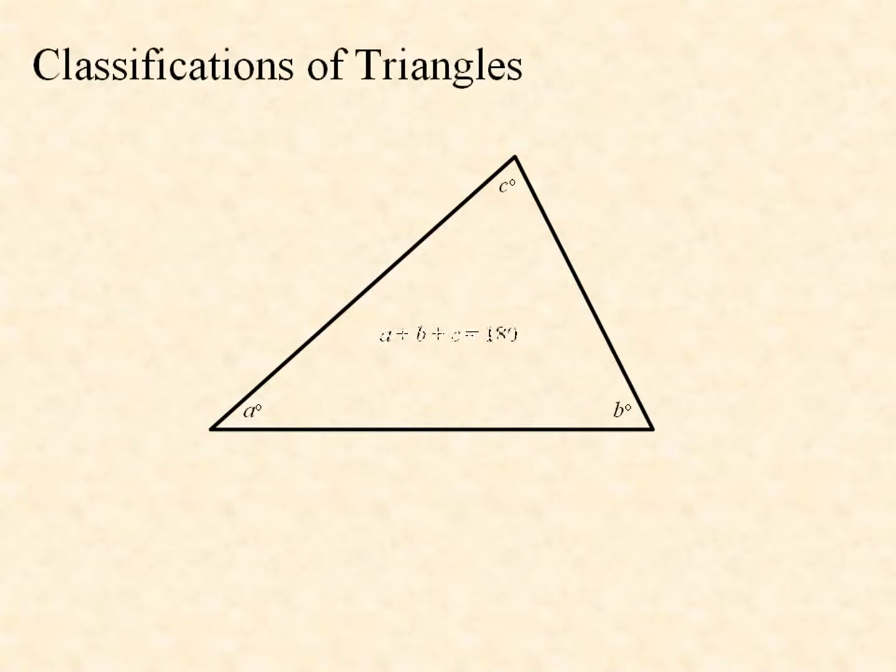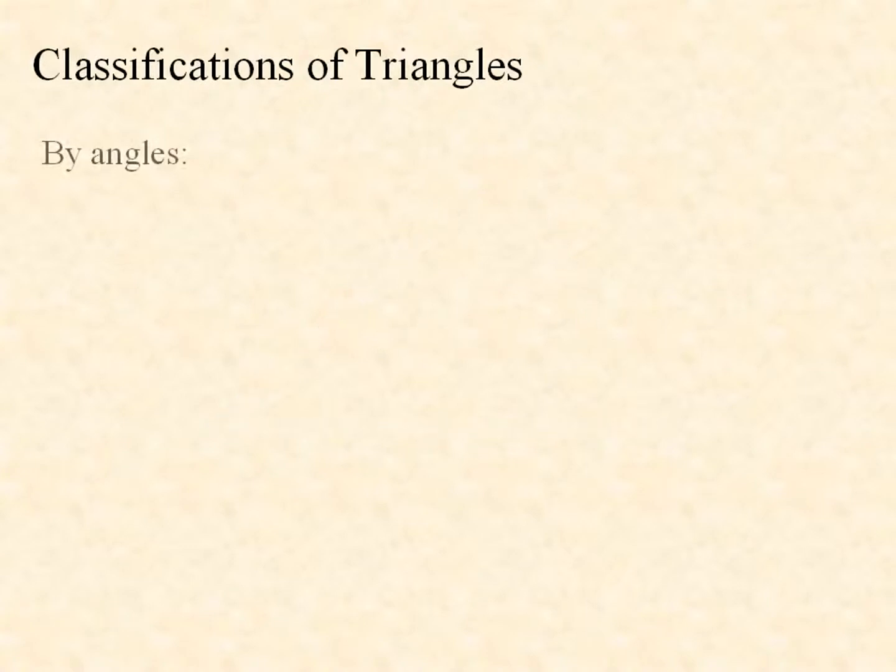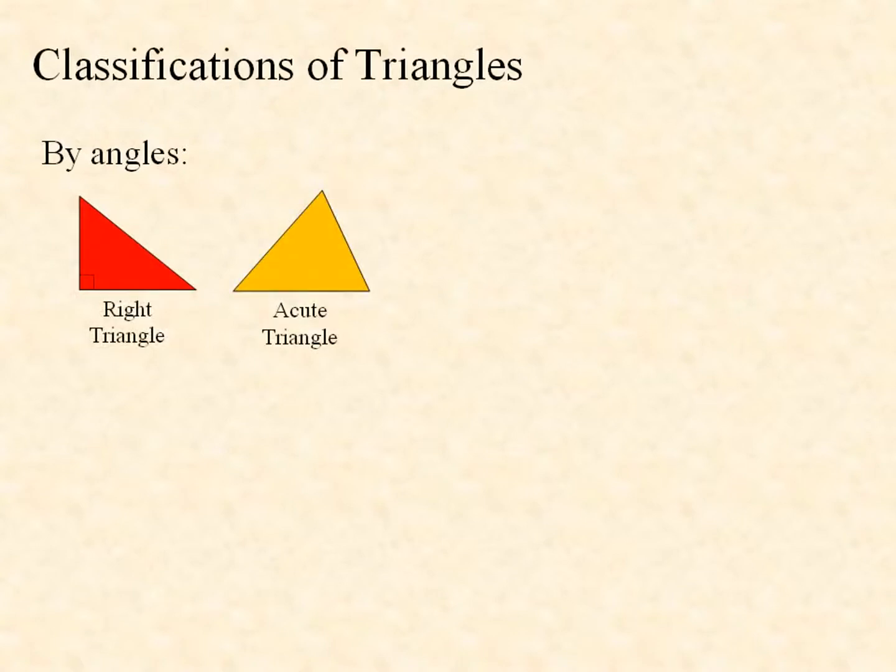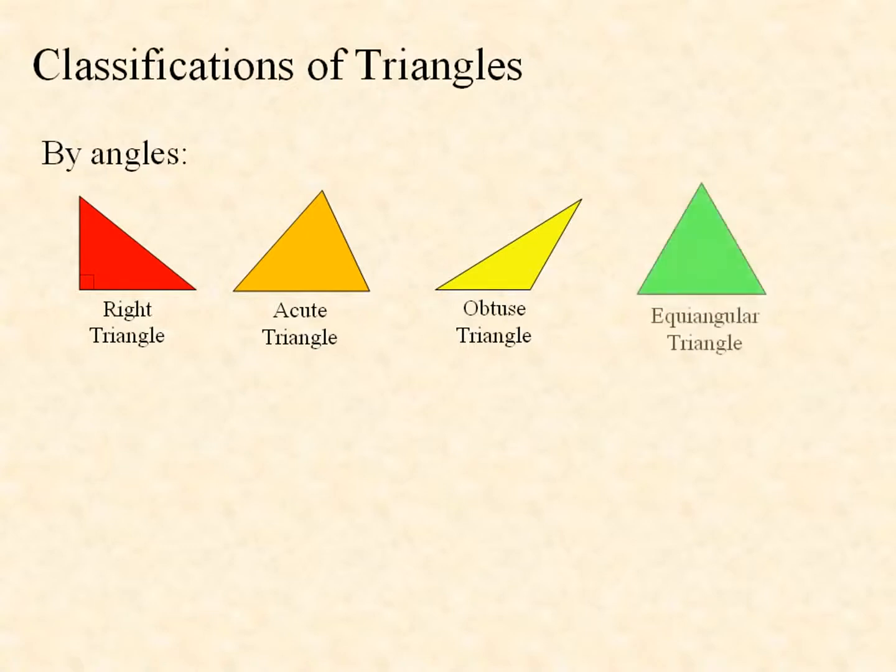Triangles can be classified according to the measures of their angles. This is a right triangle. An acute triangle, all the angles are less than 90. An obtuse triangle, one angle is bigger than 90. Or an equiangular triangle.